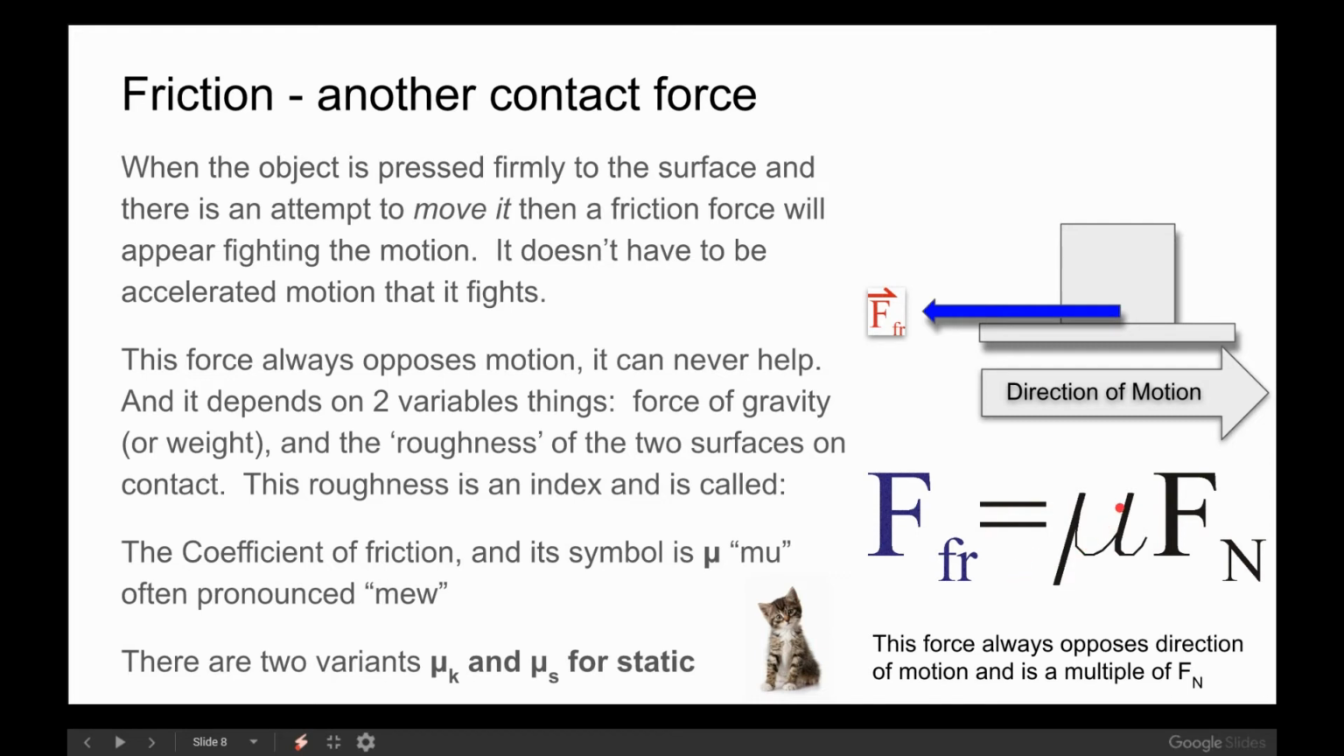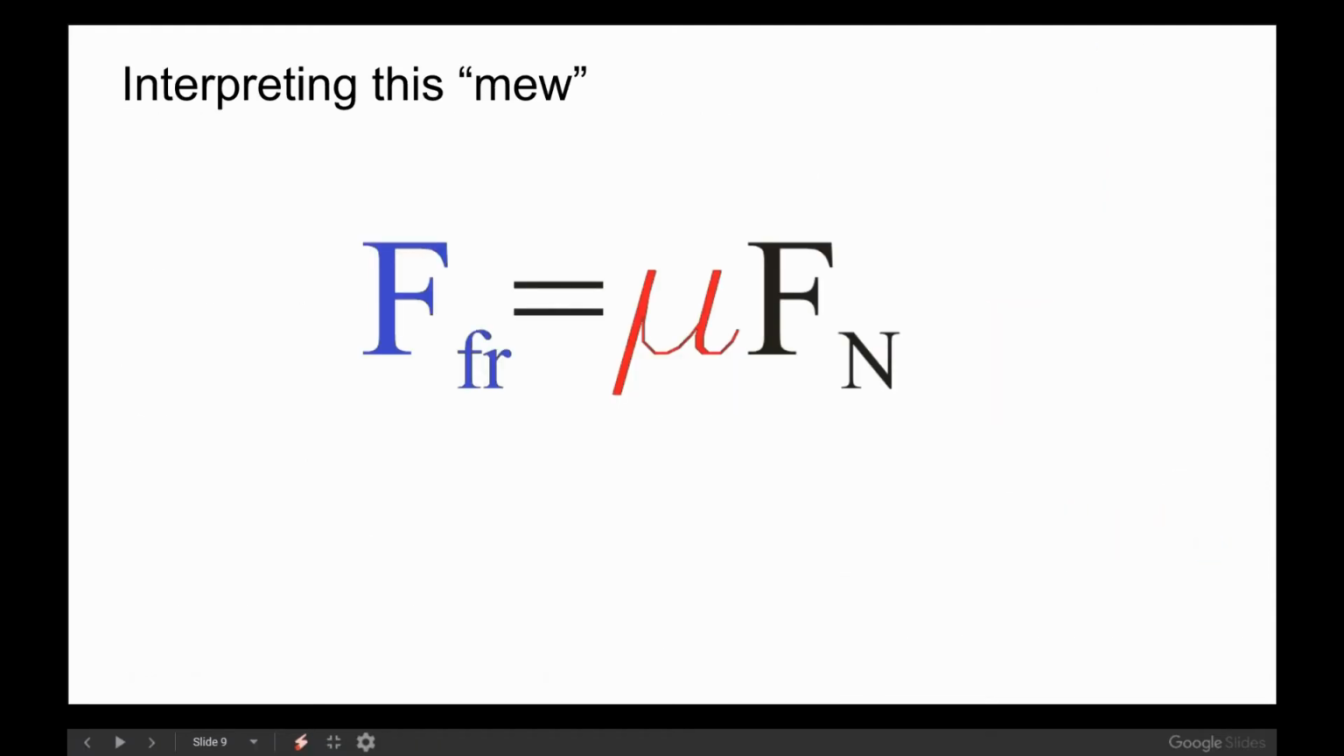So basically what we say is the friction is this multiplier times the normal force. But then you go, but didn't you say the normal force is the same as gravity? Most of the time it is, but you'll see why we need to roll it differently. So we have our normal force, and we want to interpret this mu.